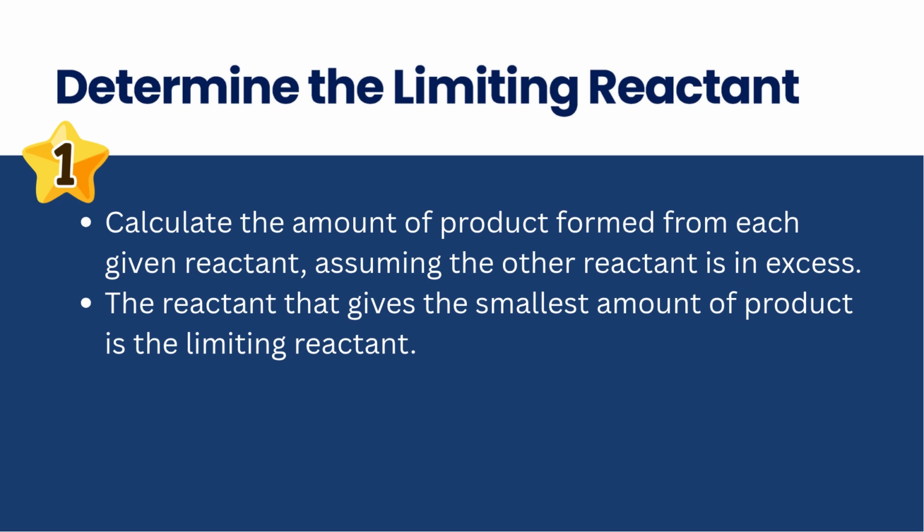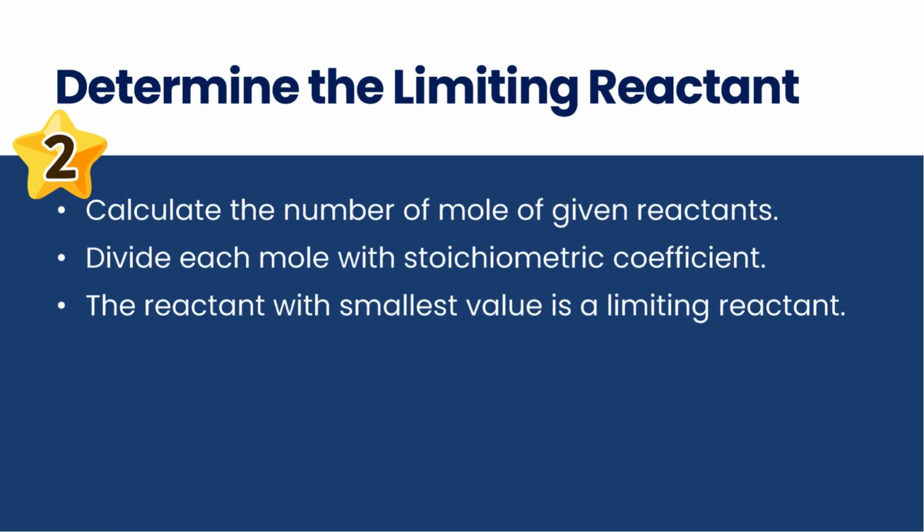What's the second method? Method 2 is sometimes quicker if you only need to know which reactant is limiting. You convert all your starting reactant amounts to moles, then you divide the moles of each reactant by its stoichiometric coefficient from the balanced equation. Okay, moles divided by coefficient. The reactant that gives the smallest result from that division is the limiting reactant.